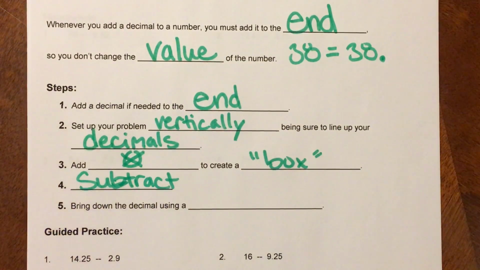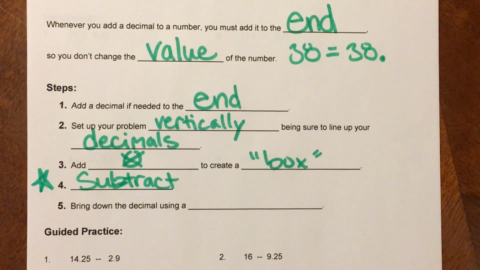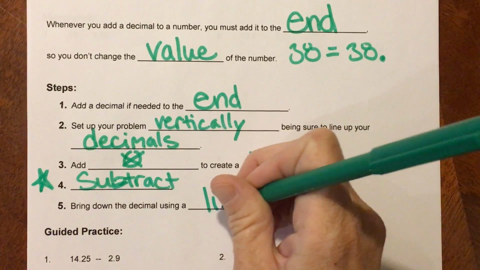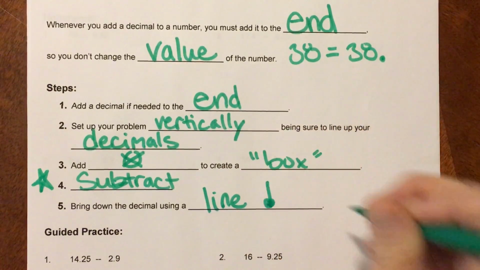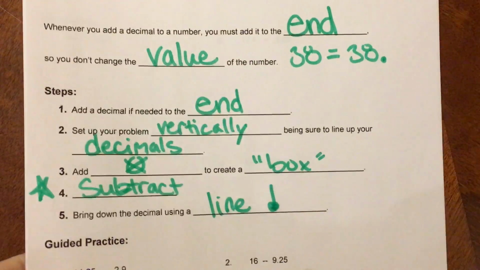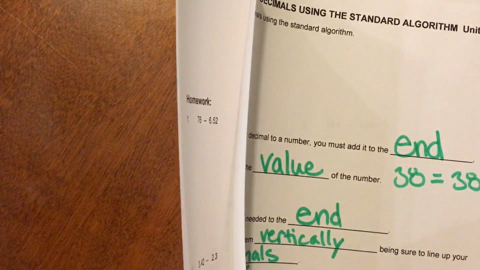Now, with subtraction comes borrowing, which sometimes throws people off. So be really careful when we subtract that you're making sure you don't skip borrowing when you need it. And then we're going to bring down the decimal using a line, just like we did before. Okay, so the steps are going to be exactly the same. The only difference in the problems is that they're going to be subtraction tonight. So hopefully we already know our steps.